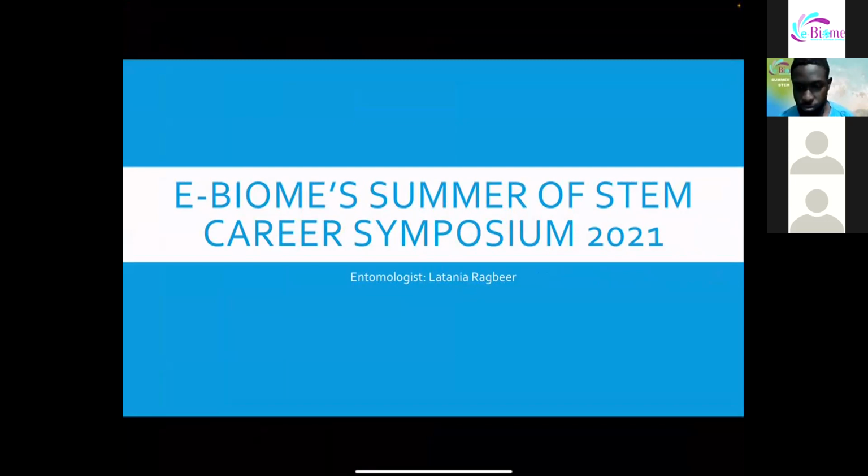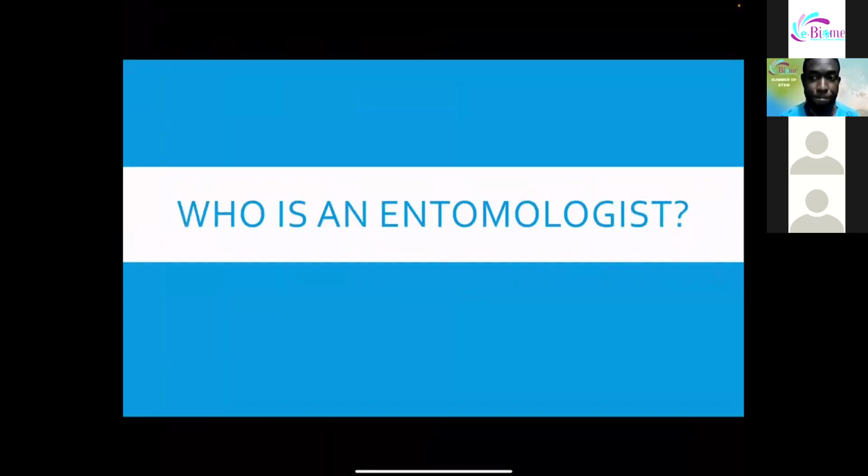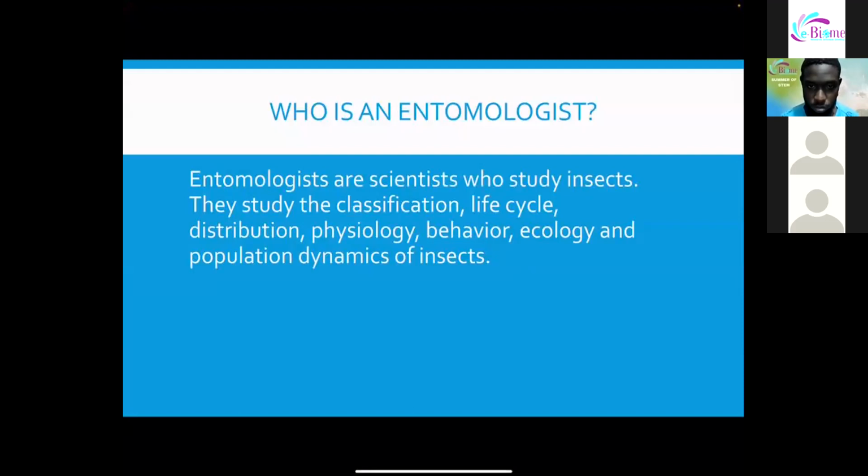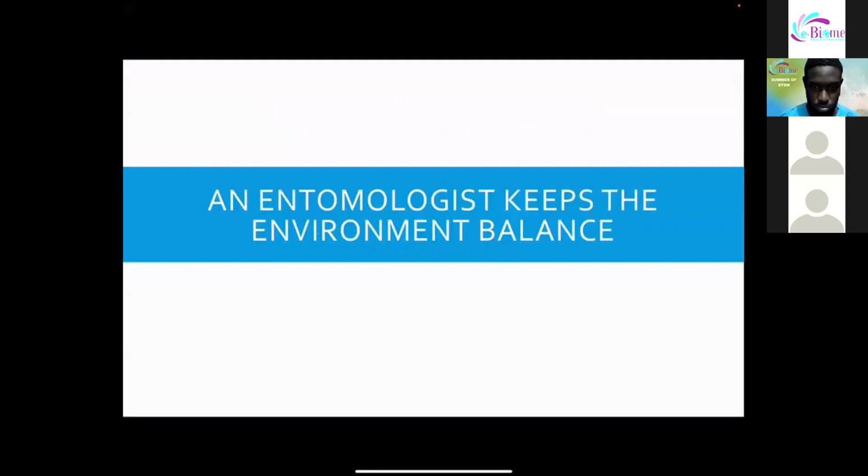All right. So my name is Latanya Ragbear and I am an entomologist. So who is an entomologist? Entomologists are scientists who study insects. So we study the classification, the life cycle, the distribution, the physiology, the behavior, ecology, and the population dynamics of insects. Now, entomologists keep the environment balanced.